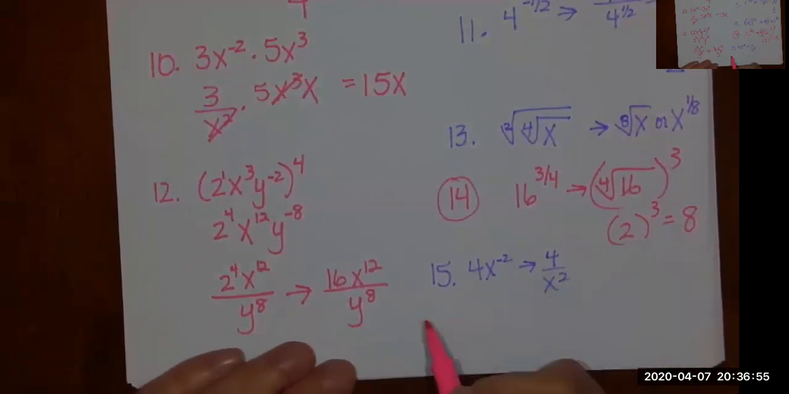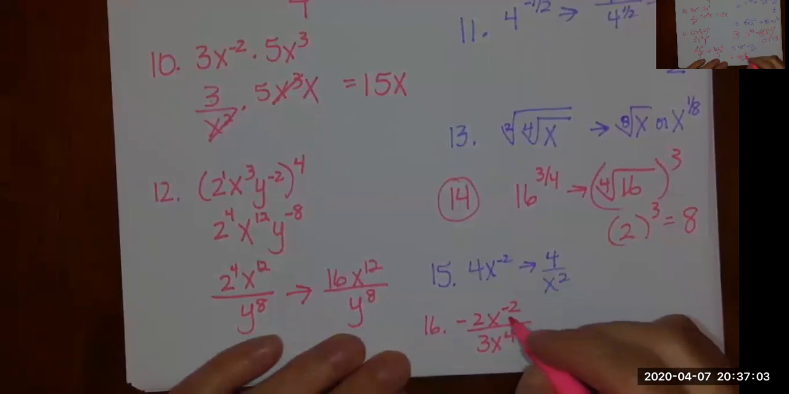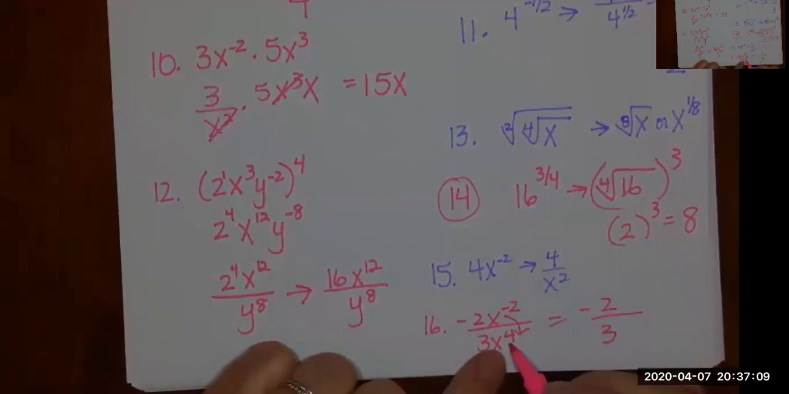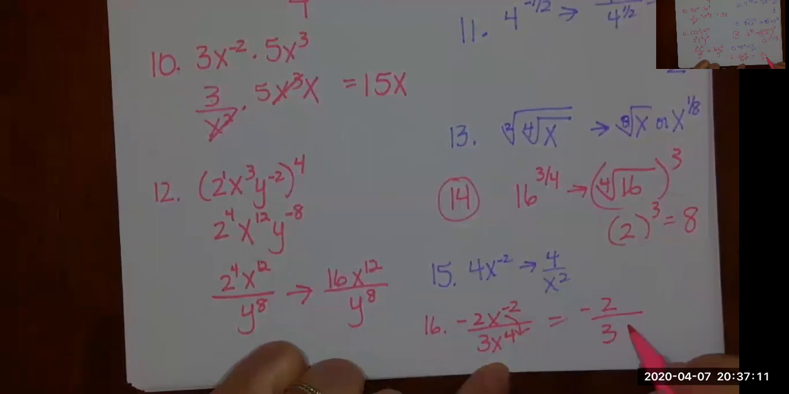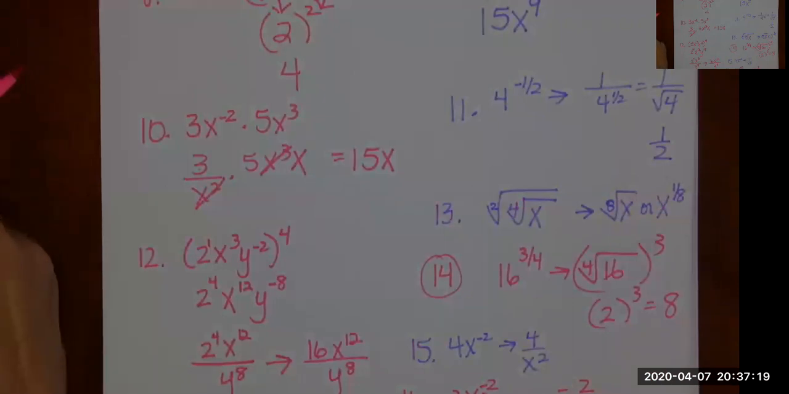And last but not least, number 16, negative 2x to the negative 2 over 3x to the 4th. So these x's are going to come down and join those. So we really have negative 2 over 3. There's already x to the 4th. We're bringing 2 more, so that's x to the 6th. So there's a little review on exponents. We need that to go with our unit here.